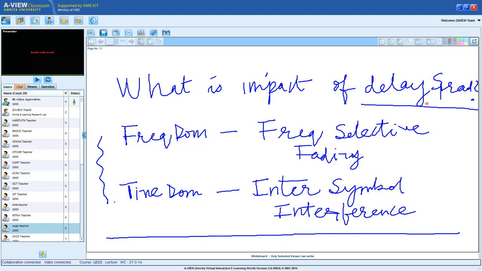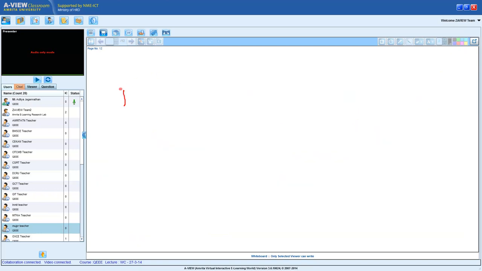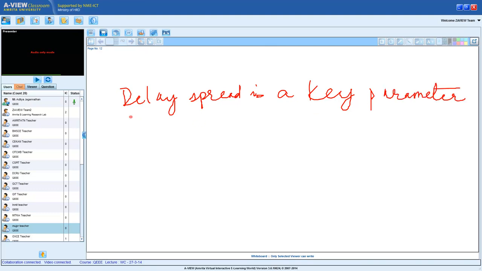So the delay spread is a very important quantity in wireless communication. Everyone can see delay spread is a very critical quantity in a wireless channel. Delay spread is a key parameter of the wireless channel, right?